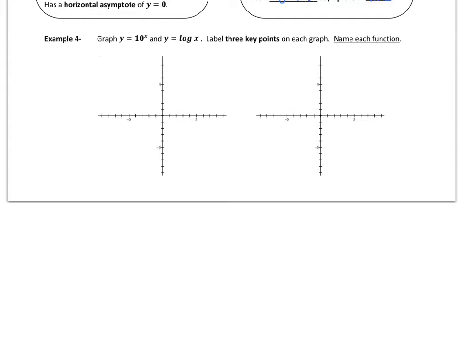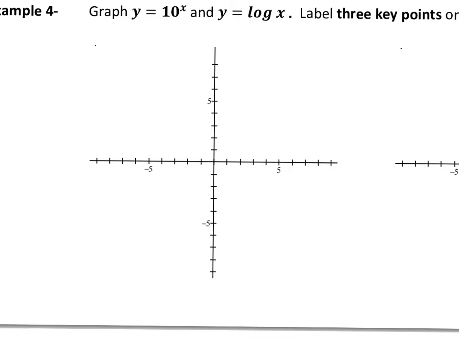Okay, so 10 to the x and log of x, we've already done this, right? Let's review though. It's always a good review. So 10 to the x. We go to negative 1 and 1/10, 0 and 1, and 1 and 10. So that is really steep, right? The bigger that base is, the steeper it gets. Just imagine that roller coaster hill. Okay, logarithm. So where's my first point?